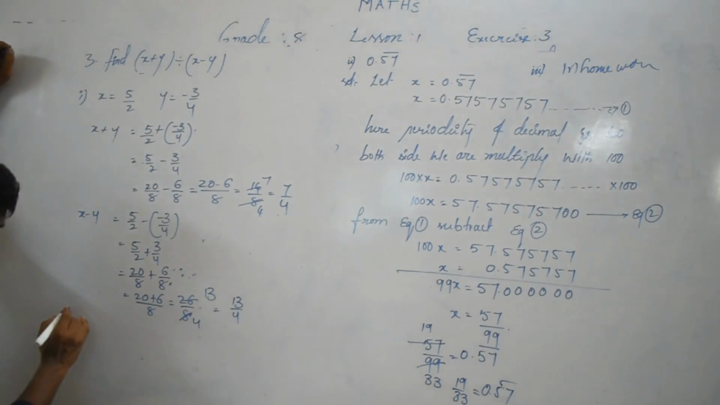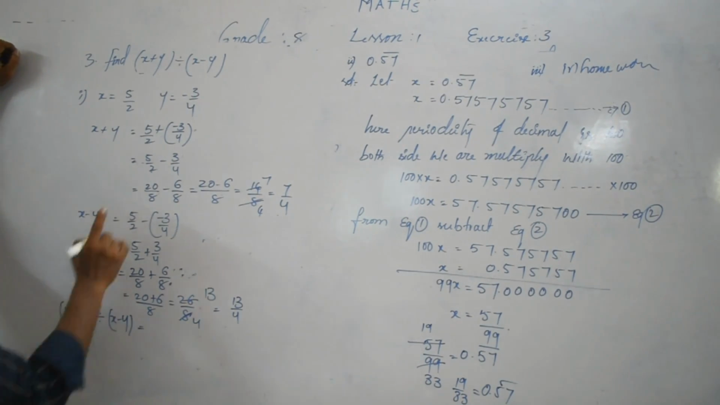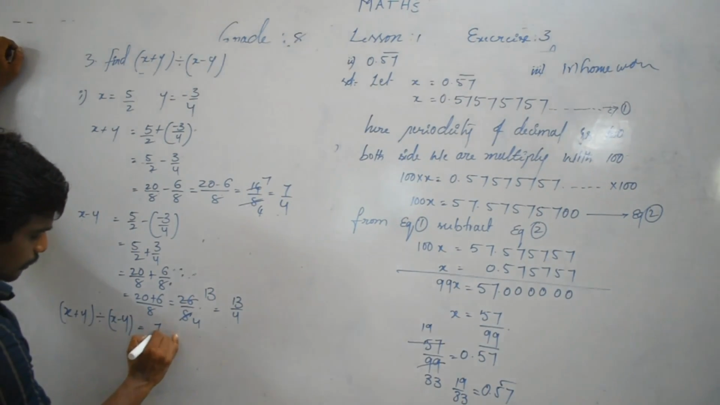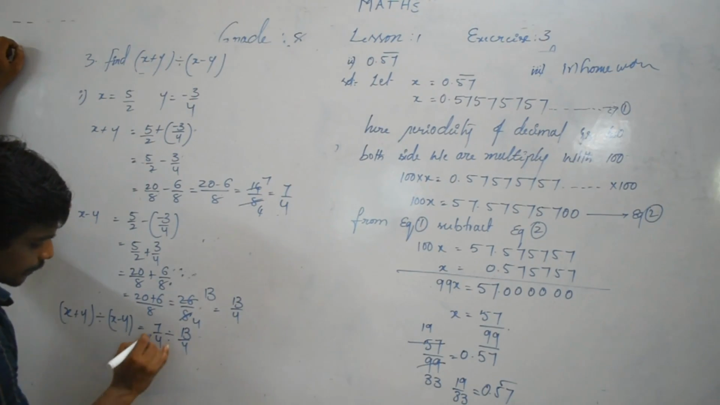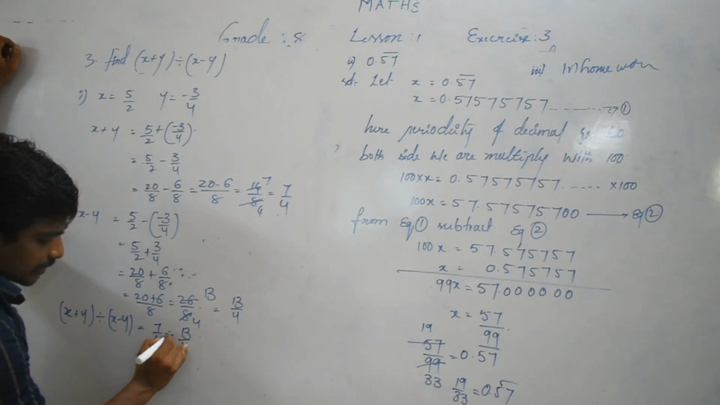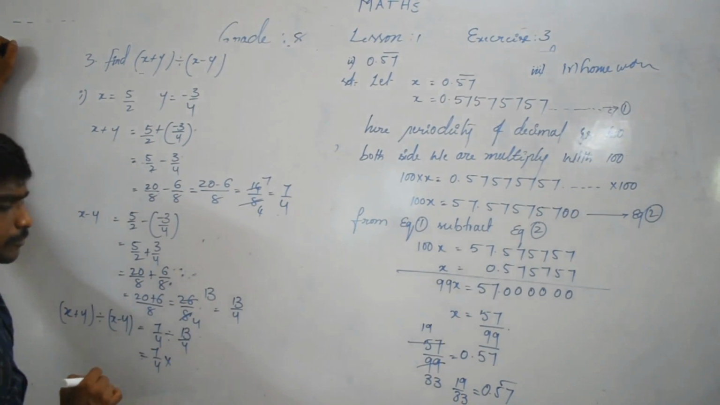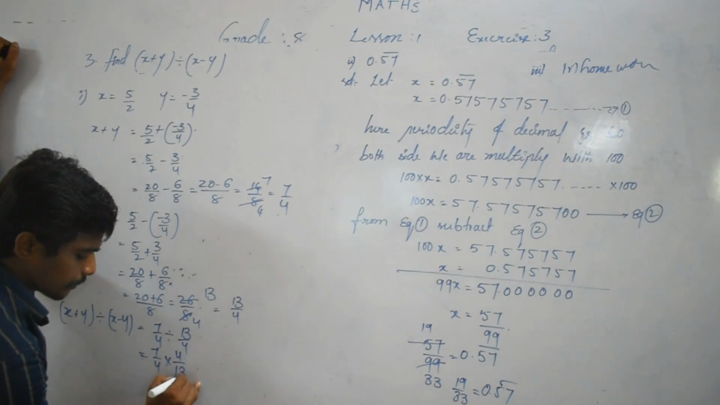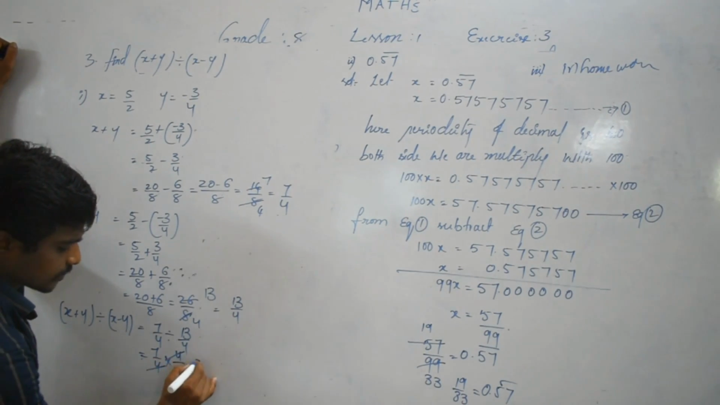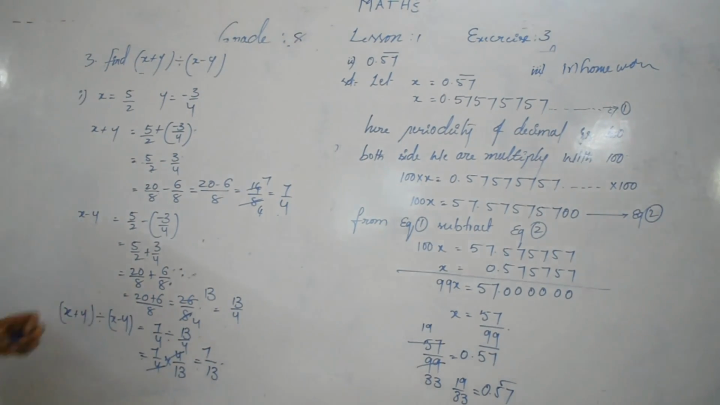So division, x plus y divided by x minus y is equal to 7 by 4 divided by 13 by 4. How to write 7 by 4? Here division symbol given. This division symbol you convert to cross out. So this is reciprocal writing, 4 by 13. So 4 4 cancel, 7 1s are 7, 13 1s are 13. 7 by 13.